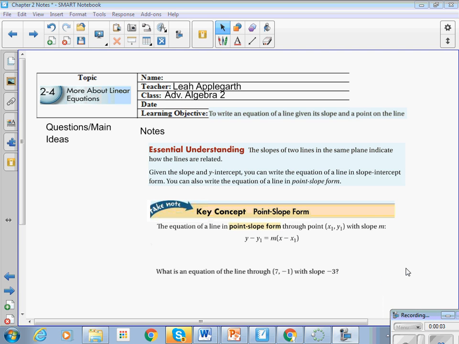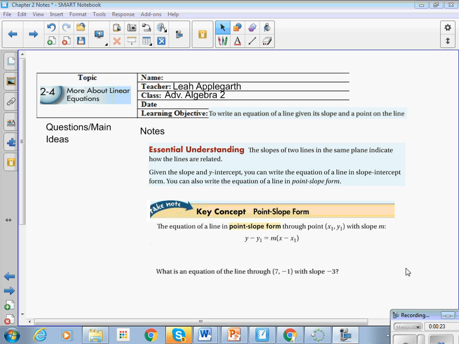So this is Algebra 2. We are doing 2-4, more about linear equations, so we're extending what we learned in 2-3. Our learning objective is to write an equation of a line given its slope and a point on the line.